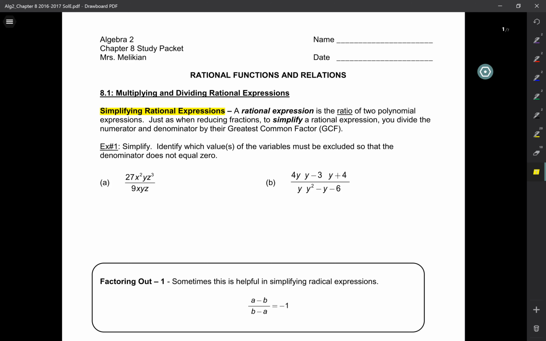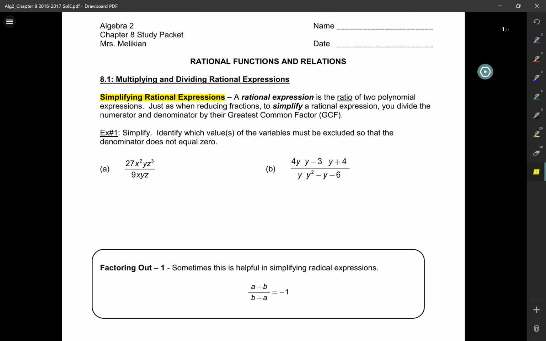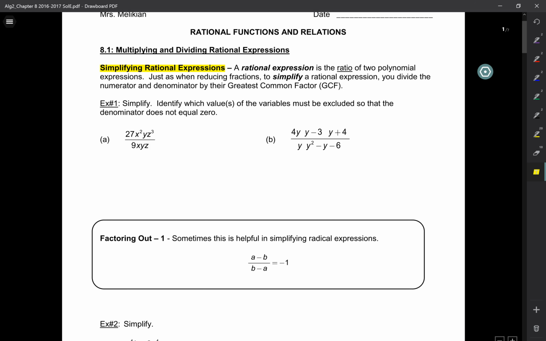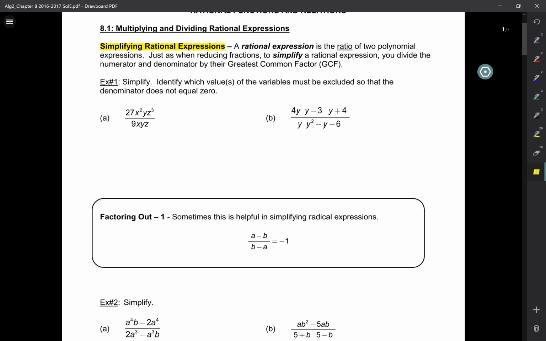To simplify a rational expression, what we need to do is take a look at the numerator and the denominator and see if there is anything that we could cancel out, right? All right, so look at this first example A. What I like to do is go first with the coefficients, then with each of the variables separately.